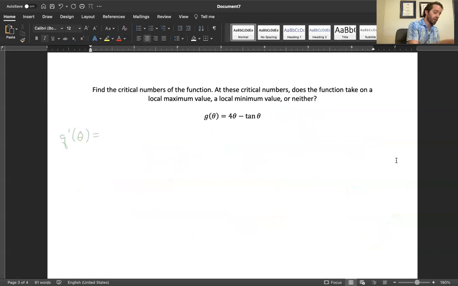G prime of theta is going to be equal to 4 minus, and everybody knows that the derivative of tangent is secant squared, right? If you don't know that, you can verify it using the quotient rule. So 4 minus secant squared theta. We want this to either be 0 or fail to exist. Where does it fail to exist?